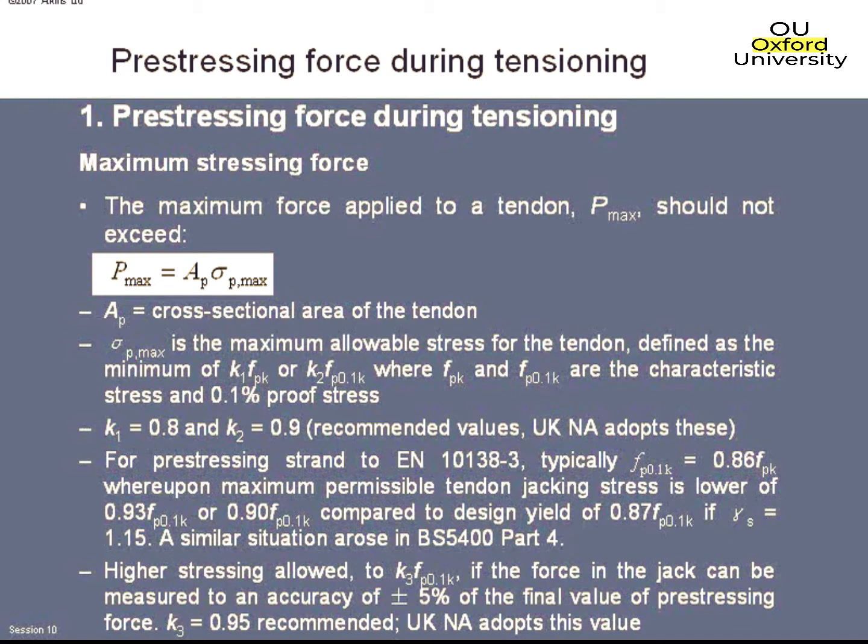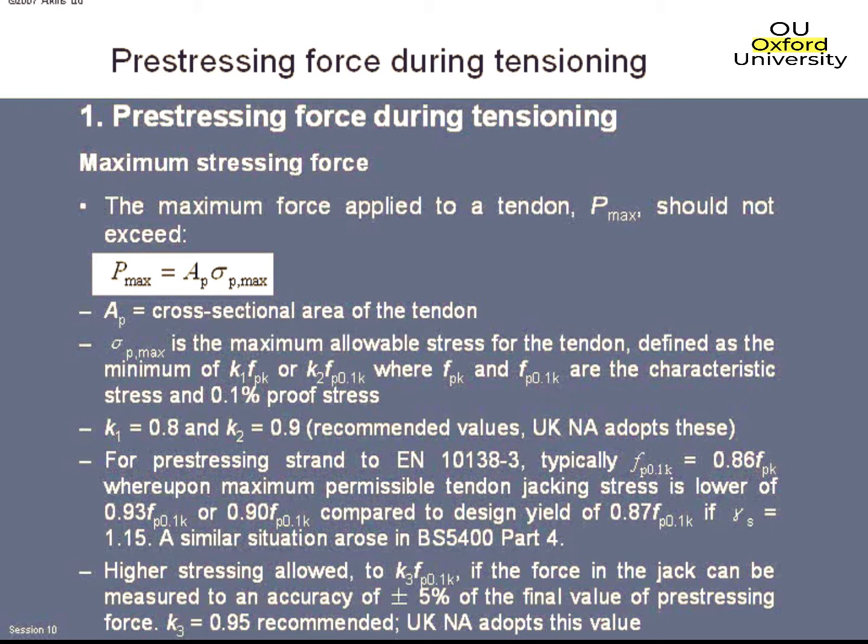The recommended values for K1 and K2 in the Eurocode, which the UK National Annex adopts, are 0.8 and 0.9. And if you take a typical pre-stressing strand, as specified in EN 10138, then you'll find the proof stress is normally about 86% of the ultimate tensile strength, which means that the second limit is the one that governs. So the limit of 0.9 times the 0.1% proof stress is the governing limit. So we cannot stress more than 0.9 times the proof stress. If you prefer thinking in terms of ultimate tensile strength, as I still do, that is equivalent to a maximum stressing force of 77% of ultimate. So that's your upper bound.